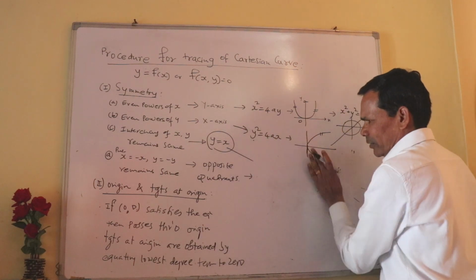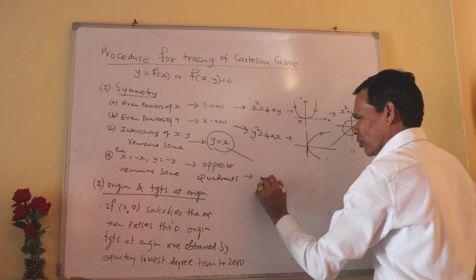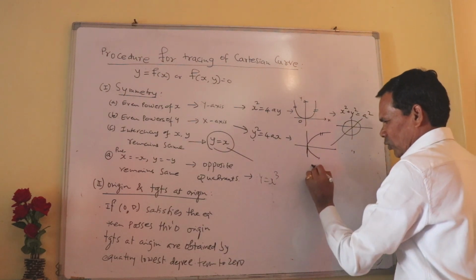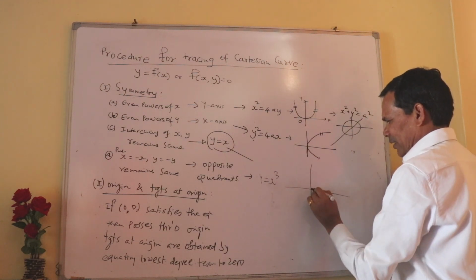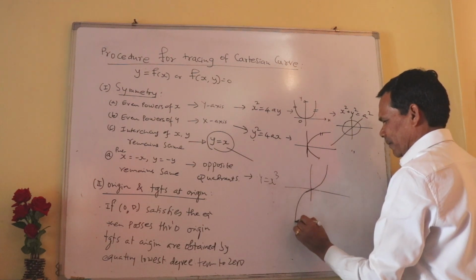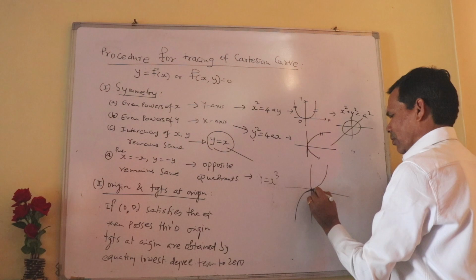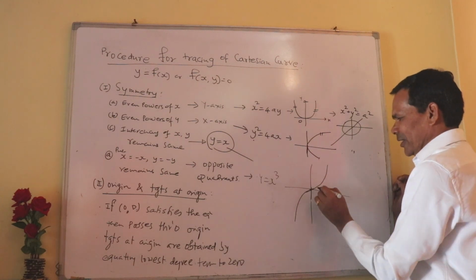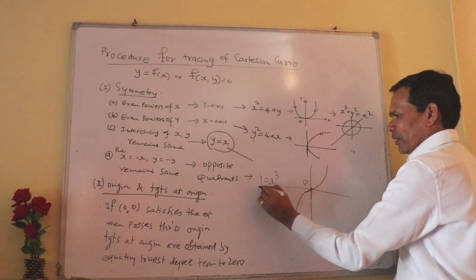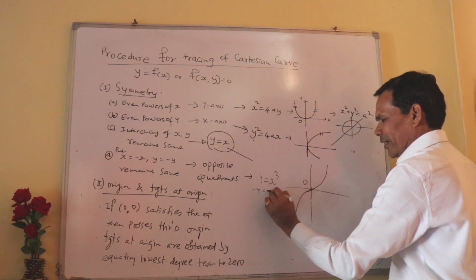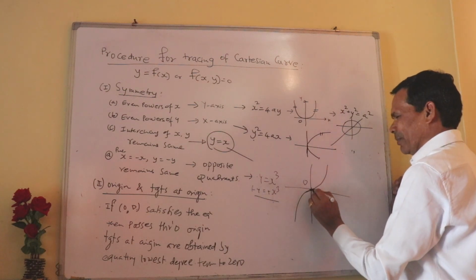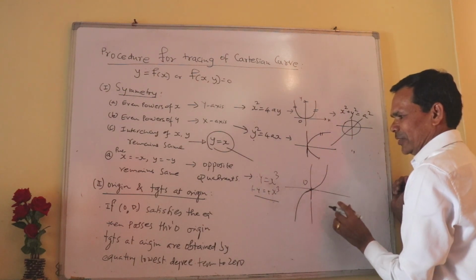Similarly, if I take y is equal to x cube, this is a semi-cubical parabola, and it is something like this. Here is the point of inflection at this particular point. If you observe, if you put y is equal to minus y, x is equal to minus x, the equation remains the same. So the curve is symmetrical about the opposite quadrants.